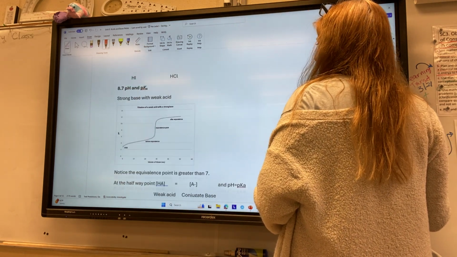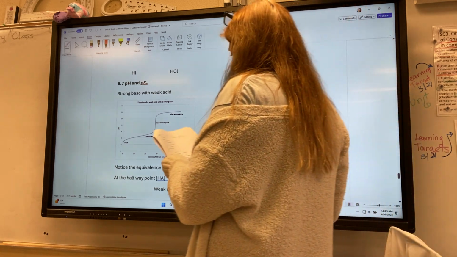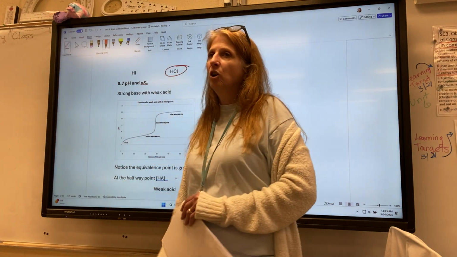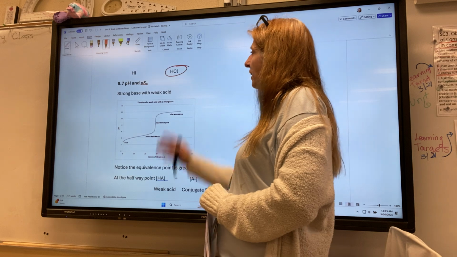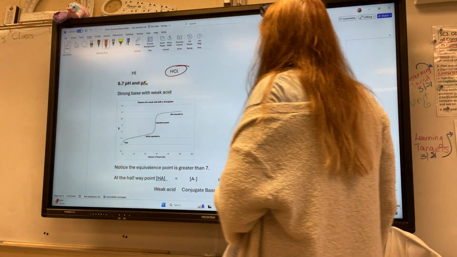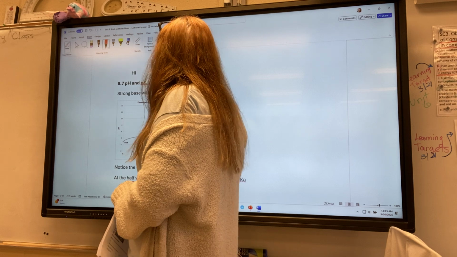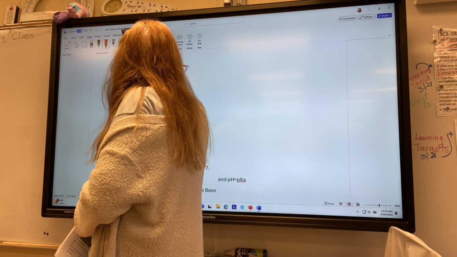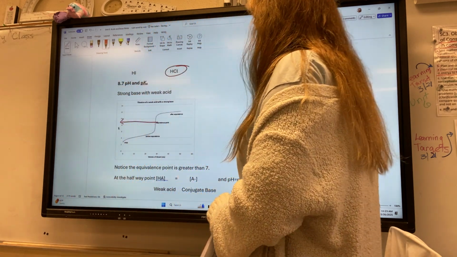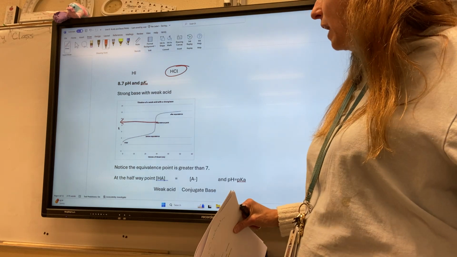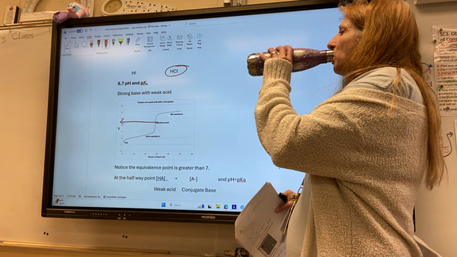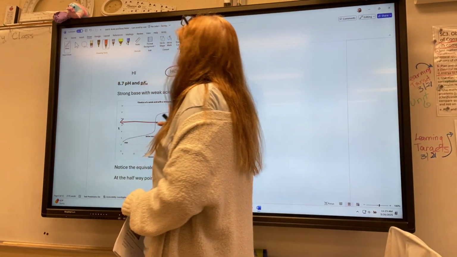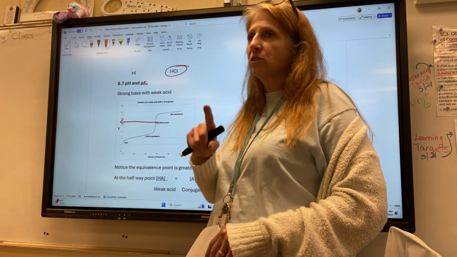Okay, let's try our last one. Next page. Which one is going to be stronger? HI or HCl? Yes, because more electronegative, right? Okay, so you can have questions like that on the AP test. Okay, here's another one. You can have a strong base with a weak acid. I actually showed you this one. Notice the equivalence point is greater than 7. So we can look at that curve and know that that is a strong base with a weak acid. We know that it's not a strong acid and a strong base because the curve is softer looking. It's sharper when it's a strong acid and a strong base.